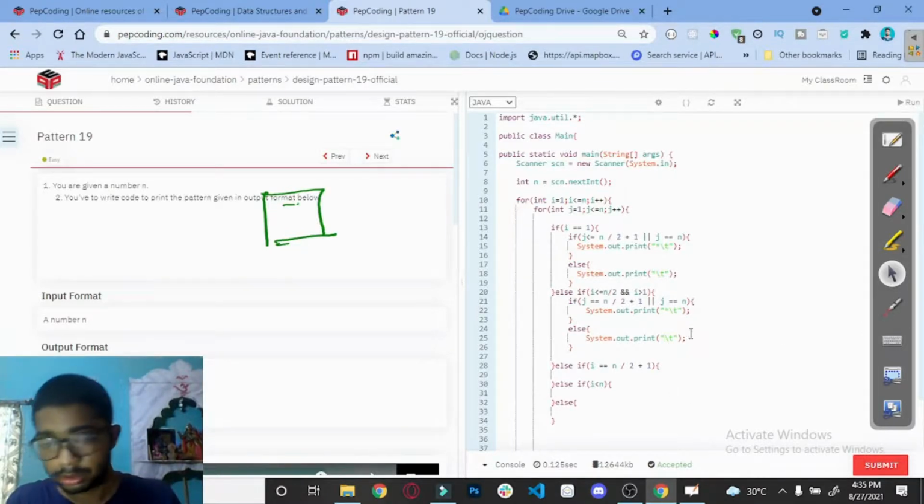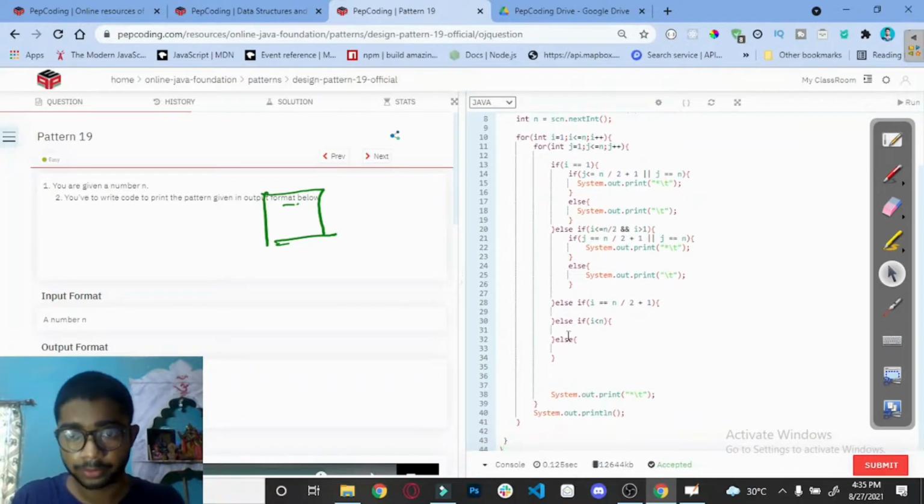Next come to this part. In this part there is no need of checking any j. Here we directly print all the stars, because here you can see all the columns are filled with stars, so there is no need of checking any type of condition. Then come to the next line.